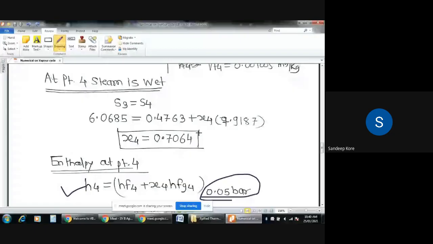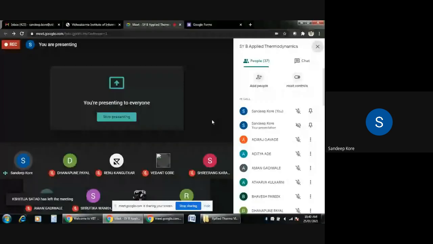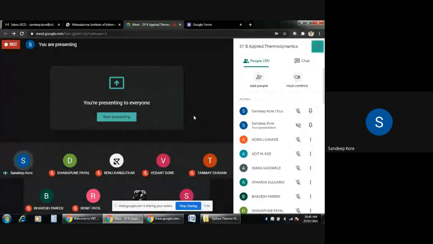Also, if there are any doubts, we'll discuss here. On Saturday, there may be a chance of conducting the first CIE examination. So this completes a very long chapter, that is, air standard cycles. We have studied different types of cycles.